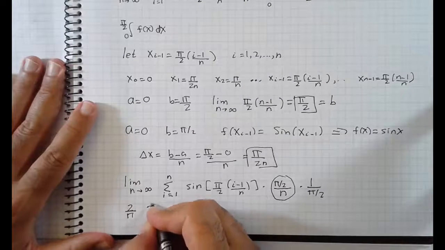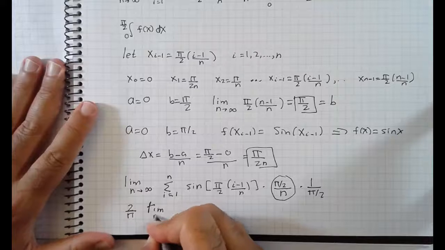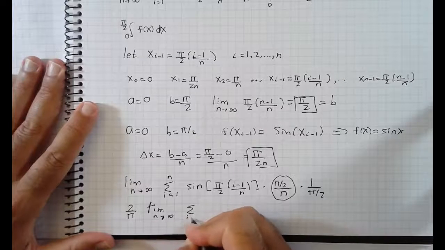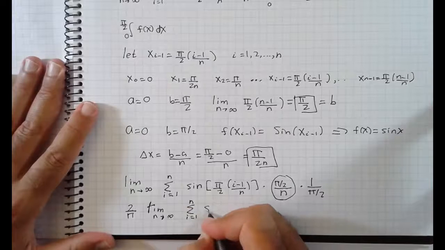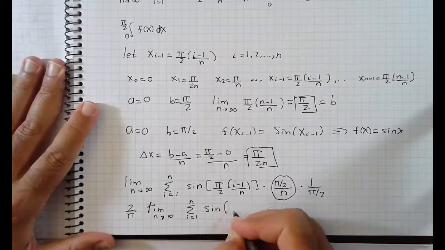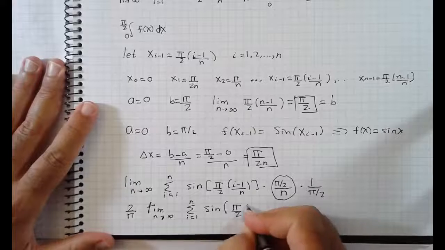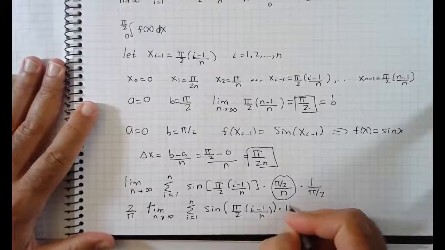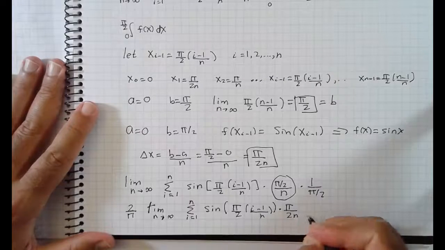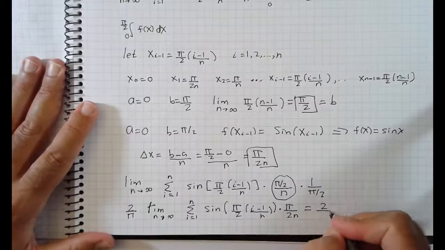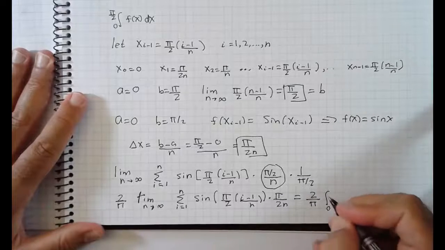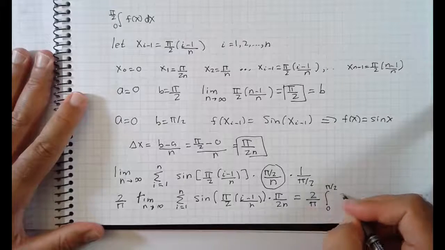2 over pi, limit n goes to infinity, summation i goes from 1 to n, sine of pi over 2 times (i minus 1) over n, times pi over 2n. This is equal to 2 over pi times the integral from 0 to pi over 2 of sine x dx.